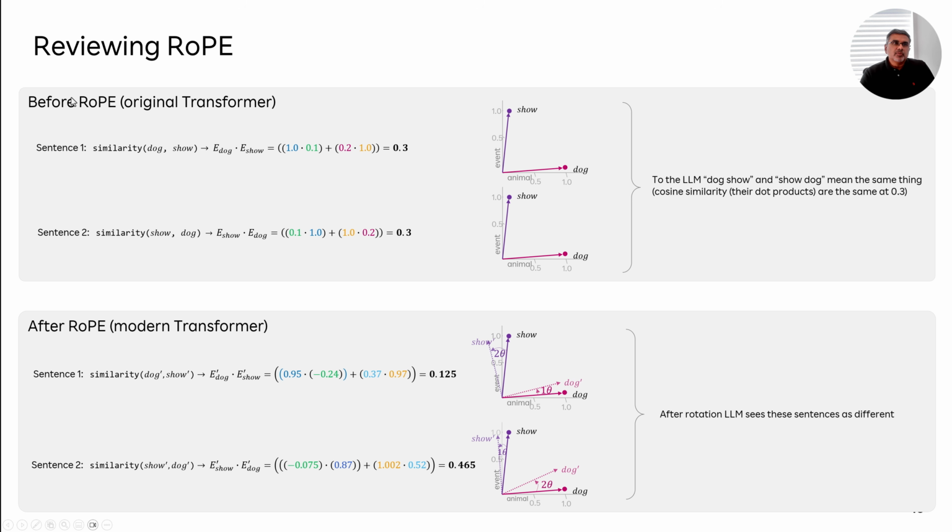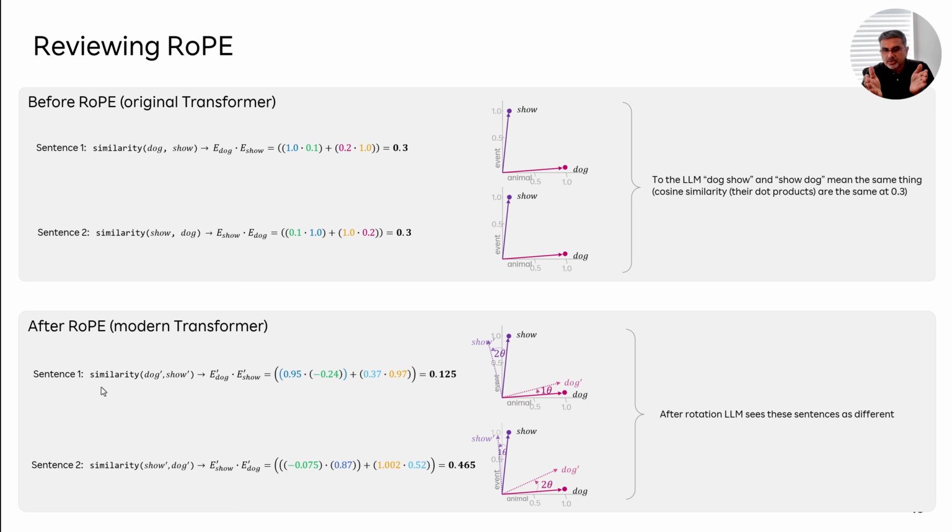Now let's compare. Before applying any positional information or awareness, show dog and dog show are similar at 0.3 and 0.3 using simple math. After applying RoPE, dog show is 0.125 and show dog is 0.465. So now we see that just by putting in the positional information, the calculations can distinguish between two sentences based on the positions in which the words appear. This is the general idea. This is how we have introduced positional information into the calculations.